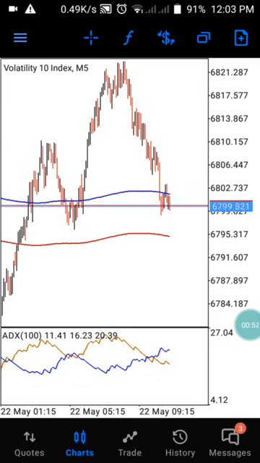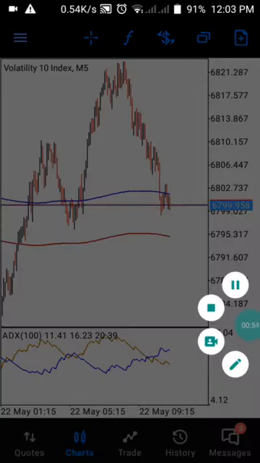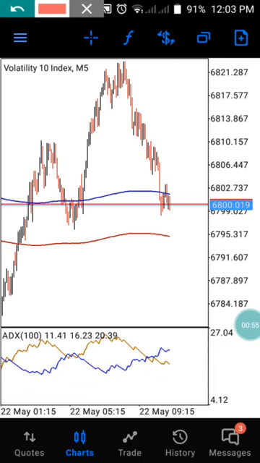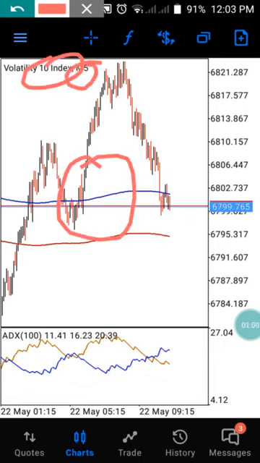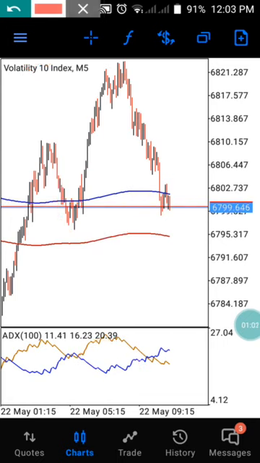So today, as you can see, this is Volatility 10 on the 5-minute time frame, and this is our main chart, and this is the strategy that we are using to trade this index. Let me show you the settings of this strategy before I tell you how it really works.